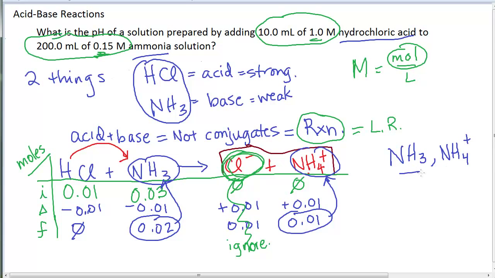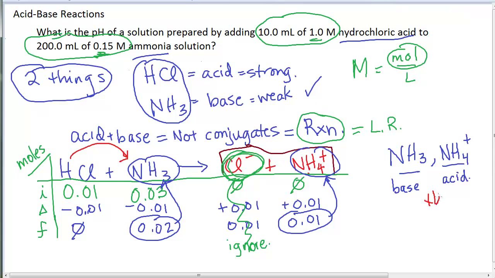Ammonia is a base. It was from the very beginning. And the ammonium ion is the conjugate acid of ammonia. Ammonium ion is an acid. I have a base and an acid are the 2 things in my container. I'm back to this kind of problem, and the next question I ask myself is, are they conjugates?